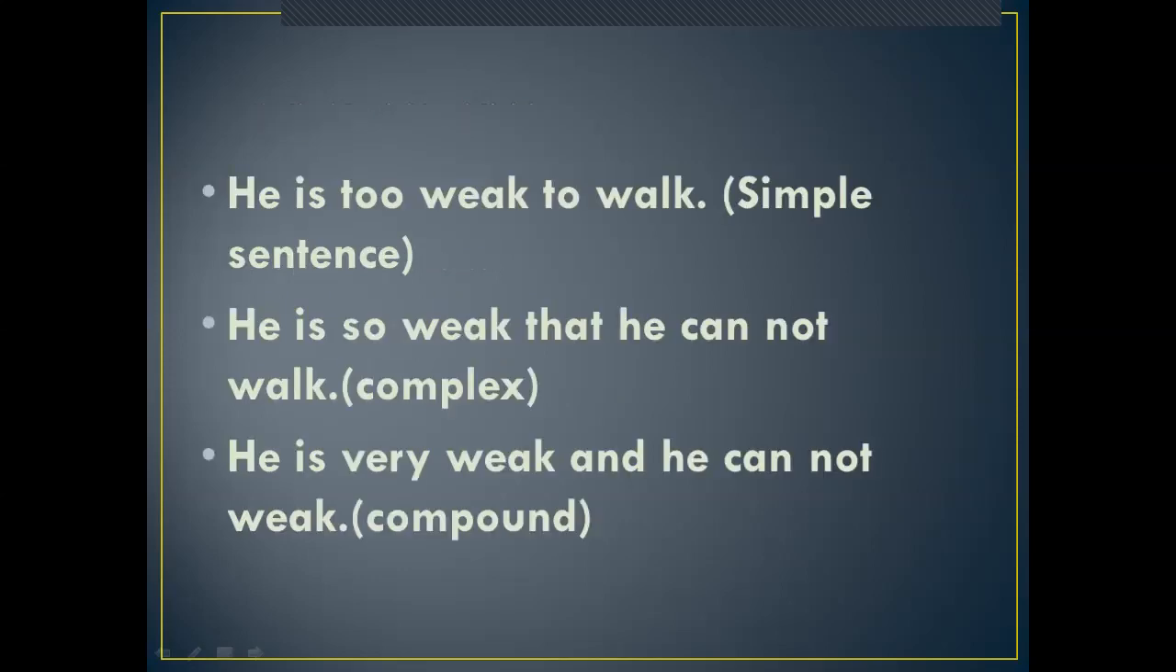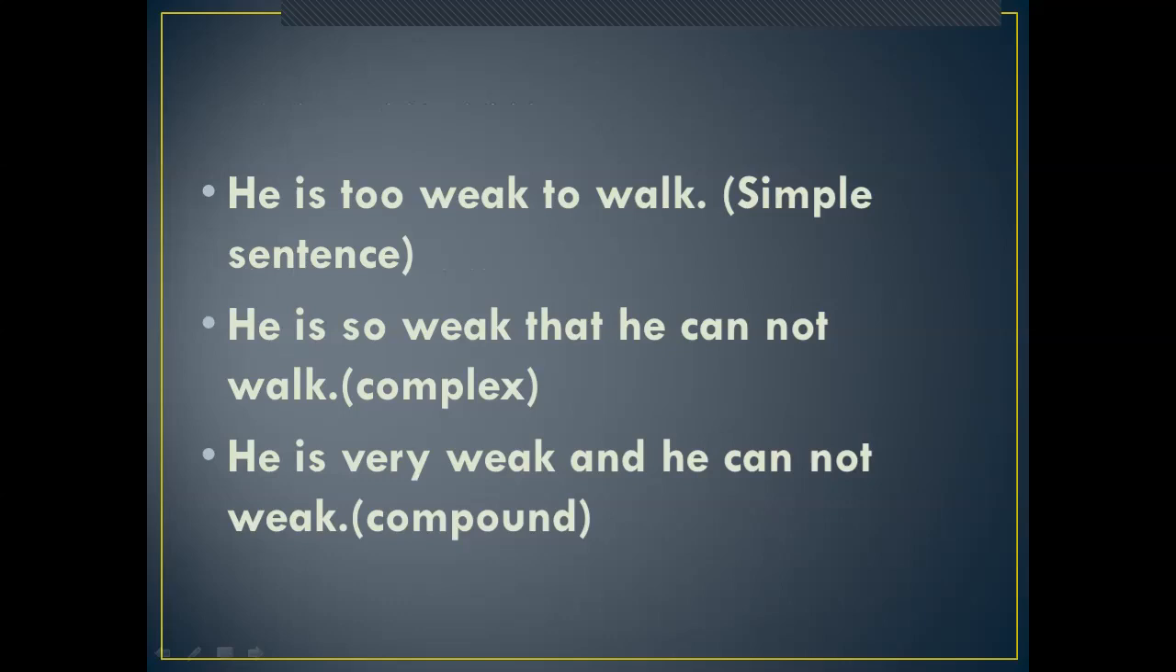Now let's see one example of how to change a sentence from simple to complex and from complex to compound. "He is too weak to walk" is an example of a simple sentence. Subject and verb are there. The subject is he and the verb is. A simple sentence is also called an independent clause. It makes complete sense. It should contain one verb and a subject. So this is called a simple sentence.